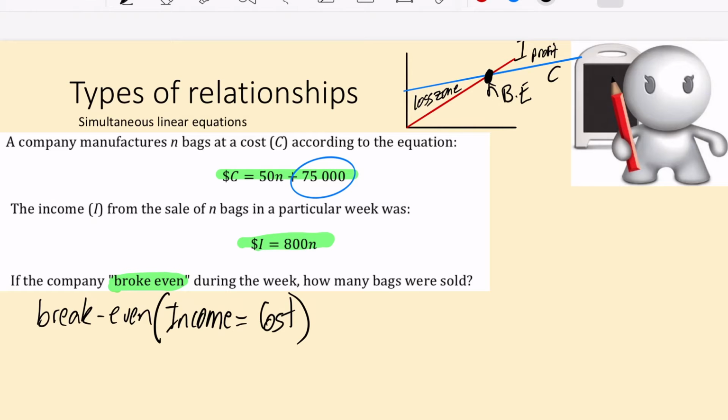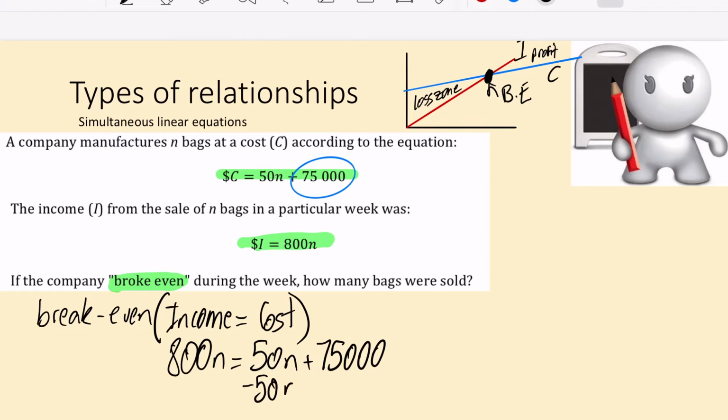All right, so let's actually start. So how am I going to link up these two formulas? Well, it's income, which is 800n, when it's equal to the cost, which is 50n plus 75,000. Once again, what I end up with is an equation where the variable n appears on both sides. Remember what we did last time? We eliminated the pronumeral with a smaller coefficient. So in this case it's 50n. Now working from left to right, 800n take away 50n is 750n. 50n minus 50n is 0, so I'm left with 75,000 on the other side of the equation.